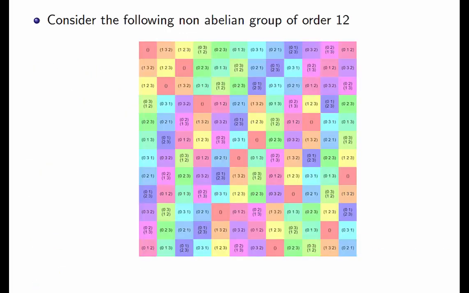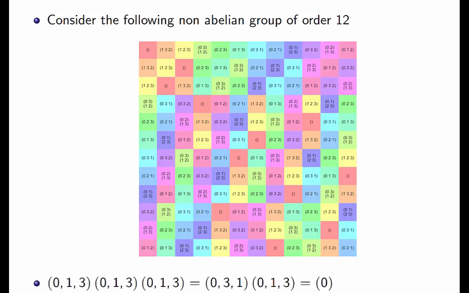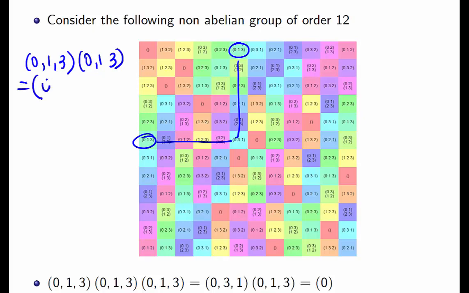All right, let's consider another non-abelian group of order 12, and let's suppose that you're given the following multiplication table. Let's consider the element (0 1 3). If we take (0 1 3) times itself, we get the element (0 3 1), whatever that is.